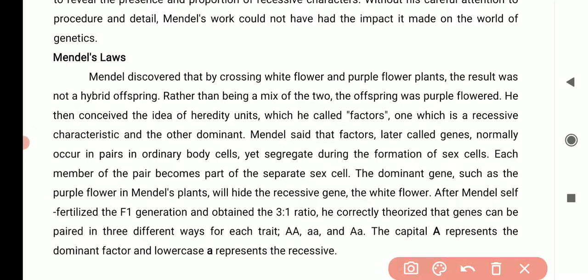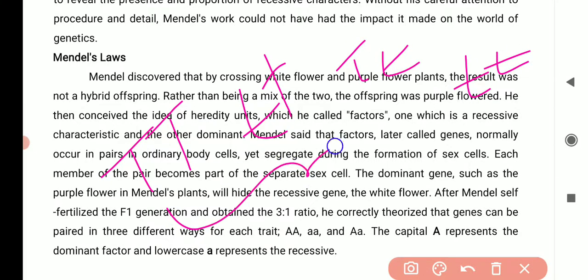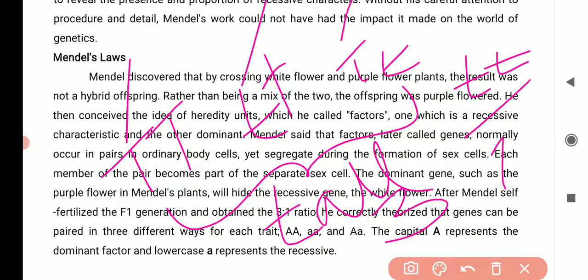So after he self-fertilized the F1 generation, he obtained a 3:1 ratio, like this and like this, no? 3:1 ratio, okay? Then he obtained 3 tall and 1 dwarf. So he doesn't know, no, that this one is TT, this is small t, big T, small t. He doesn't know. All he saw was 3 are tall and 1 is dwarf.